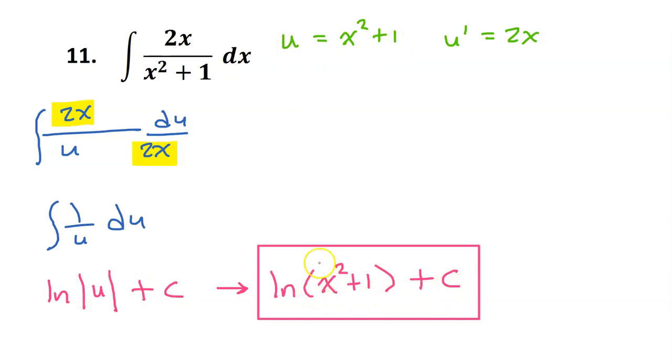You might notice that I switched over to regular parentheses instead of the absolute value. We don't need the absolute value because x squared is always positive, and then adding 1, you still have a positive number. It's okay if you put the absolute value, but it's not needed in this case.